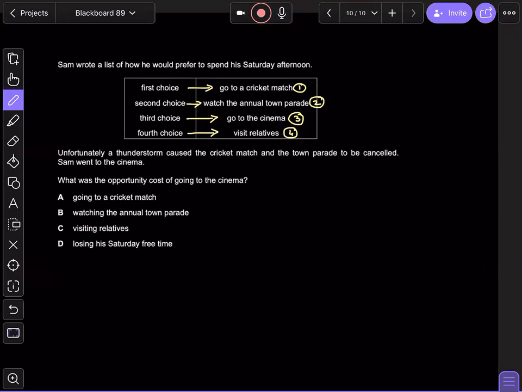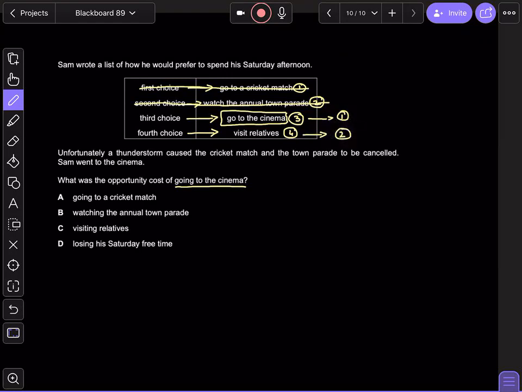Unfortunately, a thunderstorm caused the cricket match and the town parade to be cancelled. So due to thunderstorm, cricket match and town parade are now out of choices. Now Sam cannot pick his first and second choices. What was the opportunity cost of going to the cinema? Now, if Sam decides to go to cinema, then since we don't have option one and option two, going to the cinema will be the new first, or the new best option, and visiting the relatives will be the next best alternative.